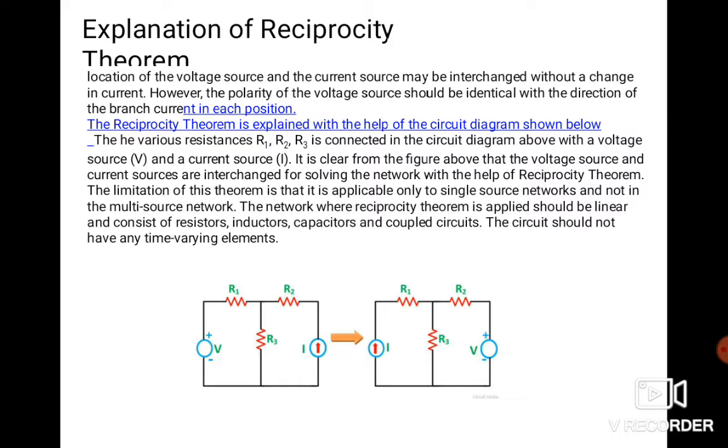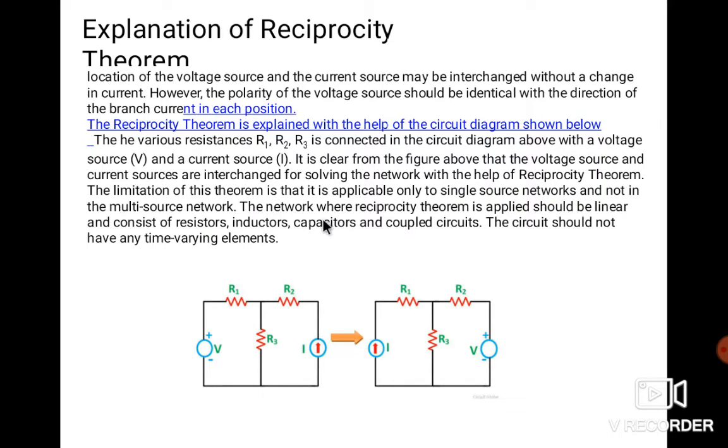The various resistances R1, R2, R3 and so on are connected in the circuit diagram above, with the voltage source and the current I. It is clear that the voltage source and the current source are interchanged for solving the network with the help of the reciprocity theorem. The limitation of this theorem is that it is applicable only on a single source network and not on a multi-source network.